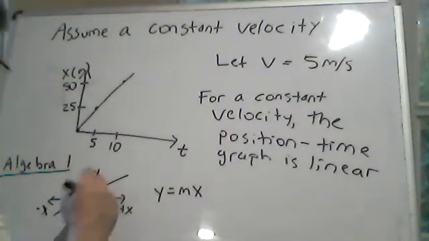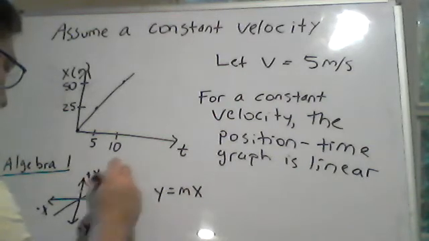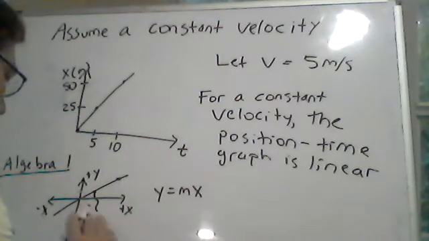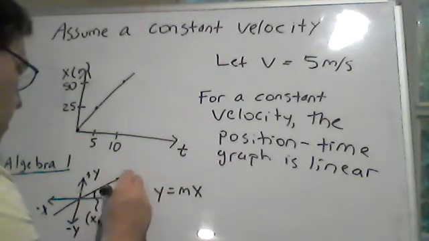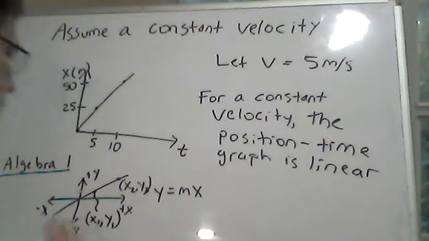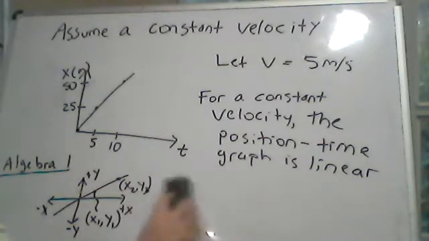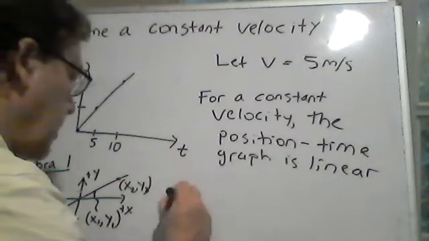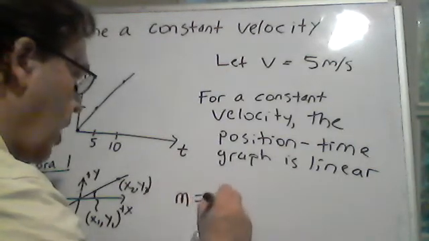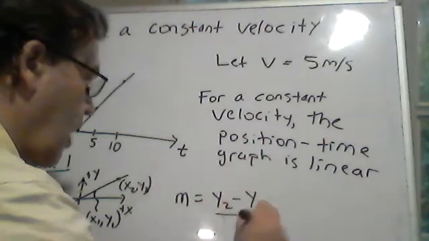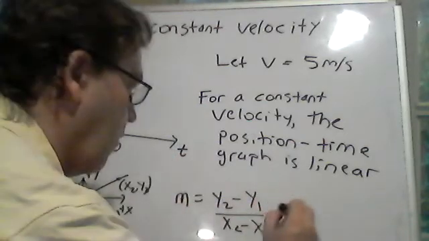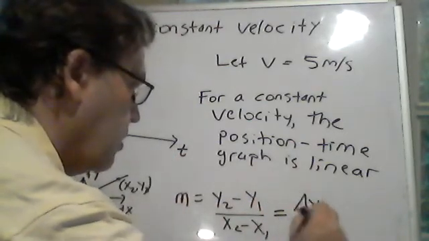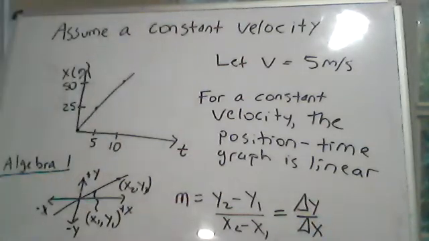Well, you have two points on a line. One point we would refer to as x1, y1, and another point, x2, y2. If you want to find the slope, you basically say that the slope is the change in y over the change in x: y2 minus y1 over x2 minus x1, or delta y over delta x. Oh, this is looking familiar. Delta y over delta x.